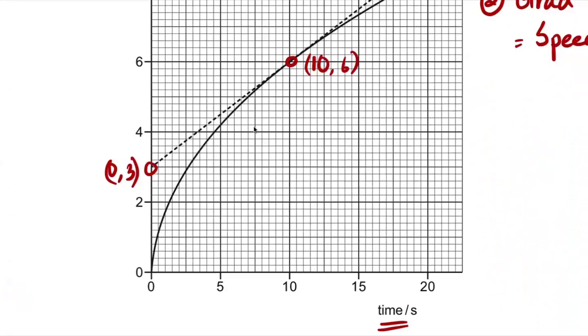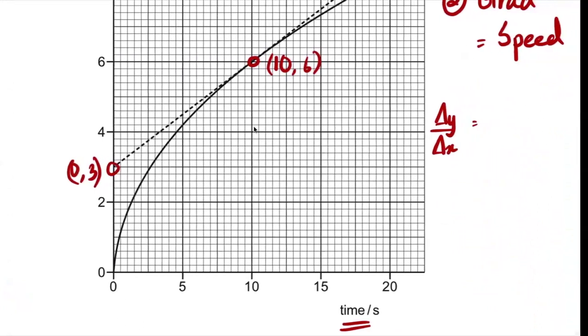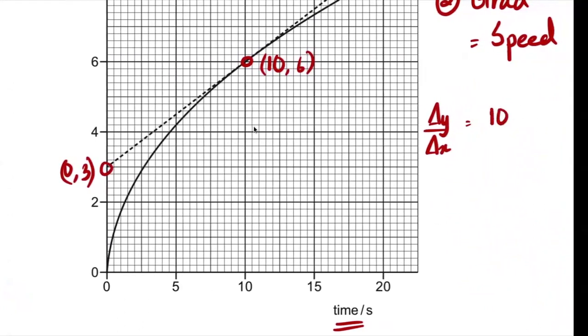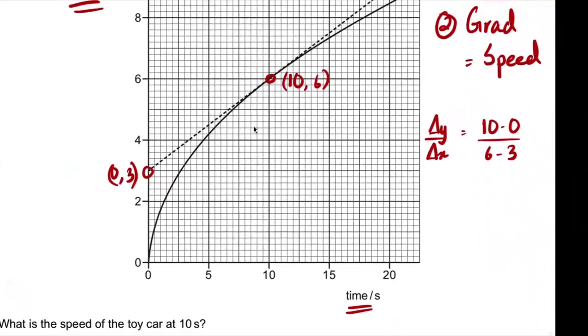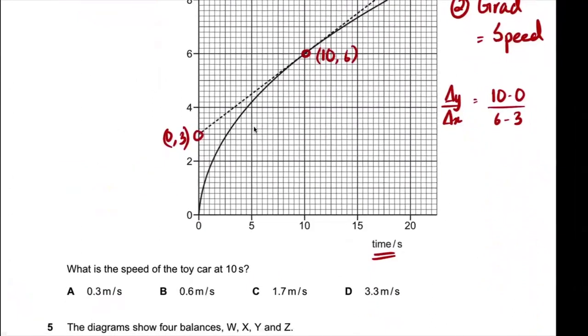So the gradient is just going to be change in y over change in x, right? y2 minus y1. So 10 minus 0, right? Over 6 minus 3. So this is 10 over 3, 3.33. So that's 3.3.